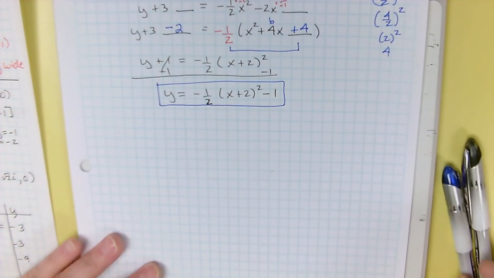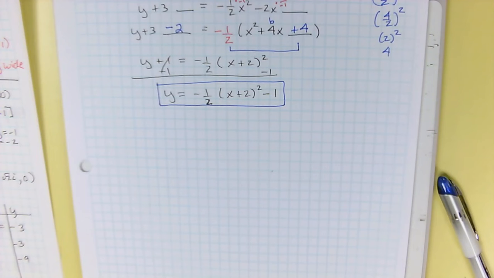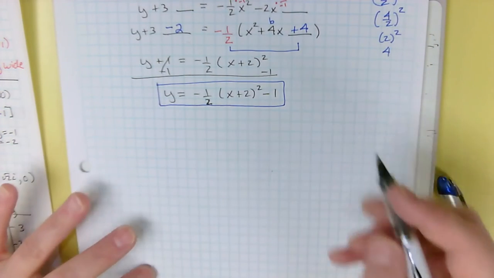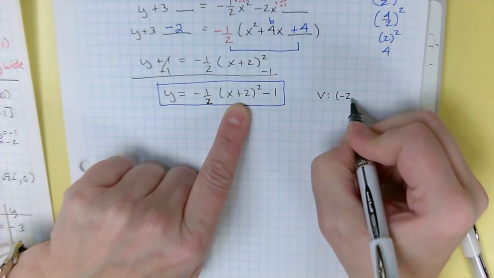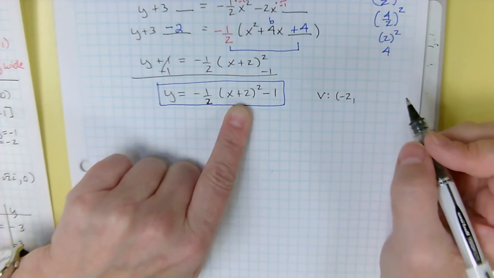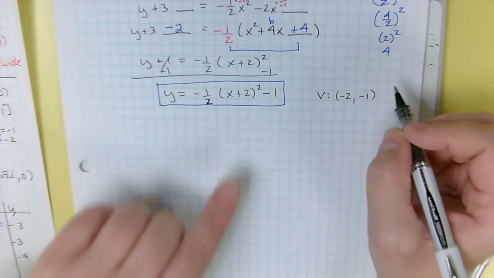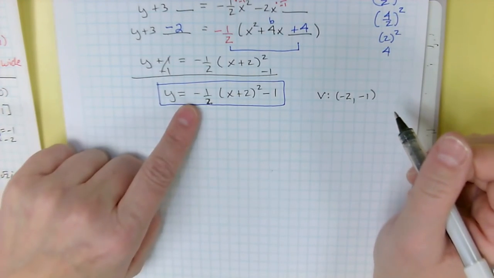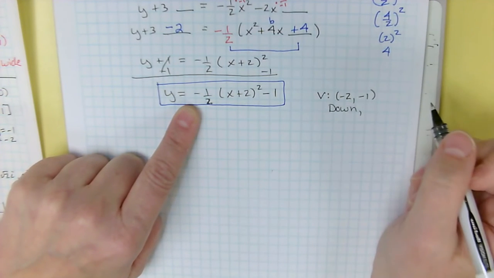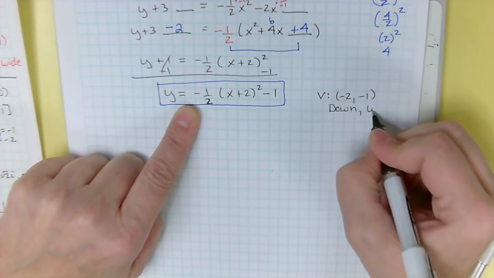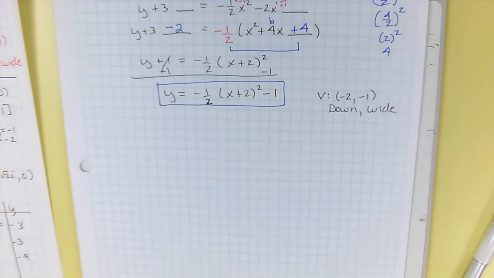All right, so the bonus of all that work is not only do we have a lovely perfect square for x-intercepts, we have the vertex without any more work. So your vertex: the x-coordinate is -2, remember opposite sign. The y-coordinate is -1, same sign. My a value is negative, so it's going to open down. And my a value is a fraction, so it's going to have a wide bell.